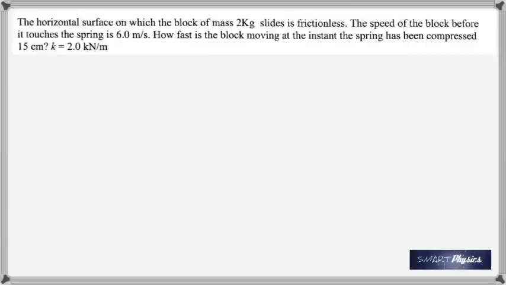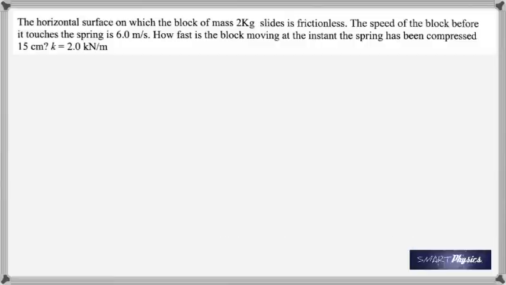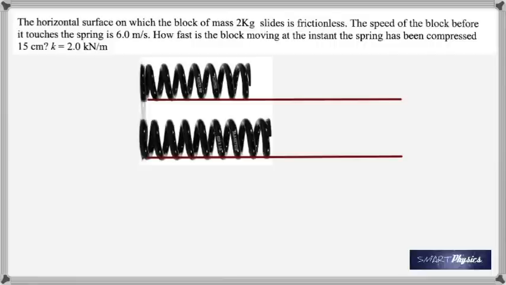15 centimeter. Spring constant K is 2 kilonewton per meter. That would be 2000 newtons per meter. So the situation is a block of wood is moving, and I've drawn two diagrams here. The first case here is before the block runs into the spring, and the second case is after the spring has been compressed by 15 centimeters.